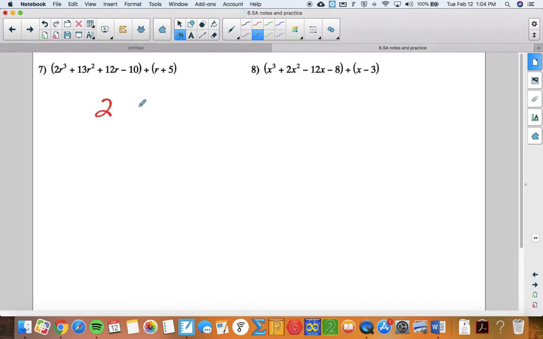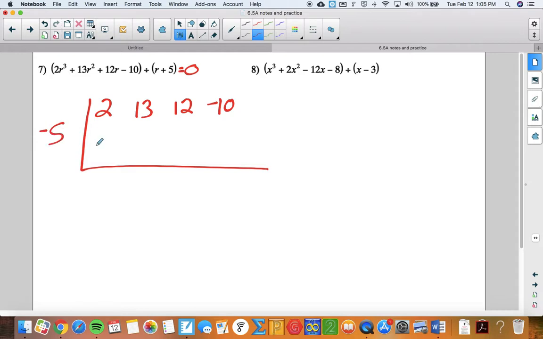And it doesn't look like we're missing any terms. So 2, 13, 12, negative 10. That goes in the box. Give yourself a row here. Now what number is going to go out here? 5 or negative 5? It's going to be negative 5 because negative 5 makes this polynomial equal 0. Drop your leading coefficient down. Multiply it with your multiplier. You get negative 10. Add.